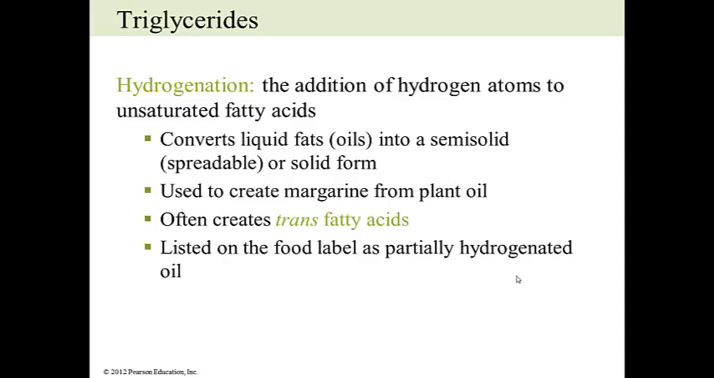And then on a final note about trans fatty acids, there is no DRI for trans fatty acids. In other words, they are not required in the human diet.